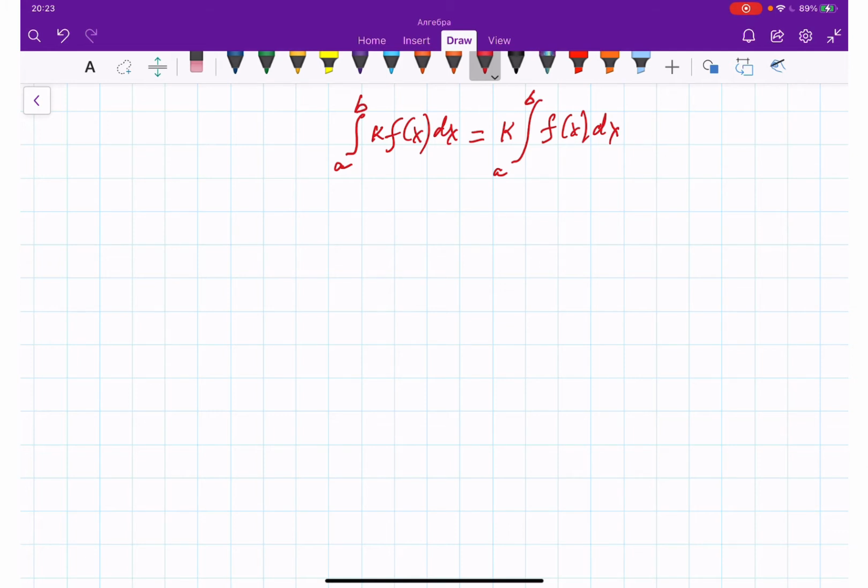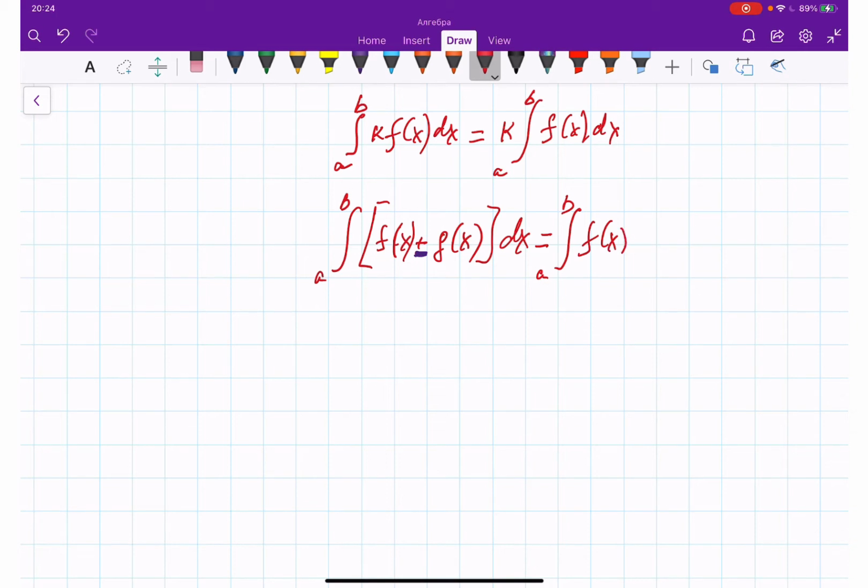And the next one is going to be the integral from a to b of f of x plus or minus g of x dx, which is equal to the integral from a to b of f of x dx plus or minus the integral from a to b of g of x dx.